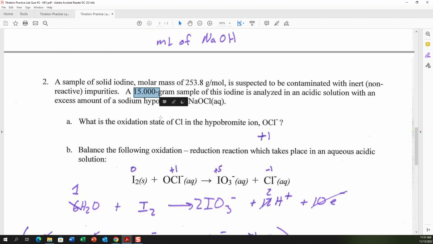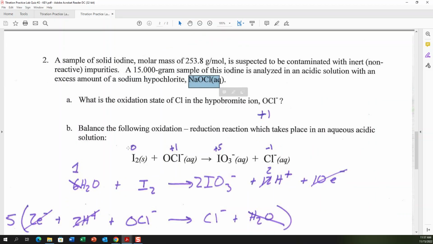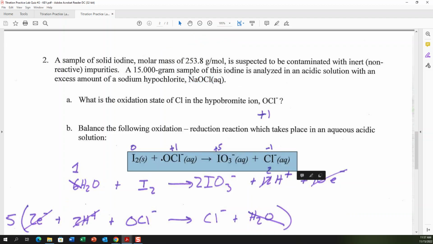You have 15 grams of an iodine sample that also contains other things. And what we're going to do is titrate it with hypochlorite ions. We don't care about the sodium. The sodium is just our source of the hypochlorite ions. So this is the reaction that's going to be taking place, and we're going to have to balance that reaction. But what we're doing is not really titrating; we're just going to flood this with an excess of hypochlorite so that all of the iodine in that 15-gram sample will react. That's kind of the idea.